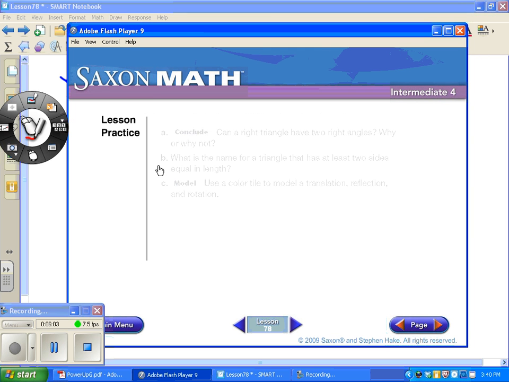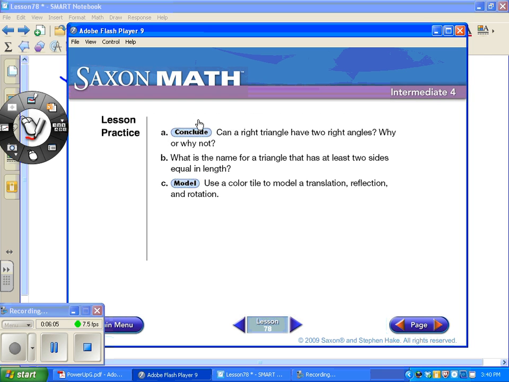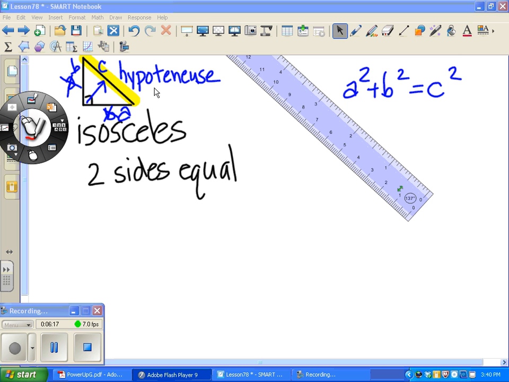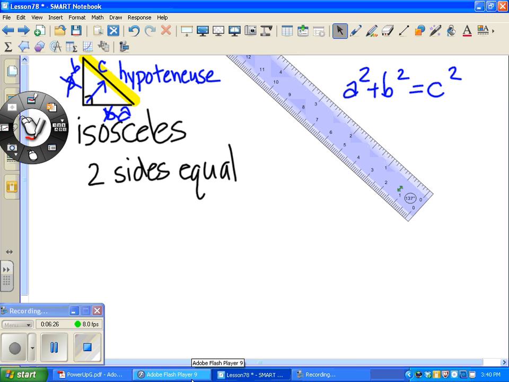Let's look at some lesson practice. Think about this one. Can a right triangle have two right angles? Why or why not? So let's look at this right angle that we made. If I made another one, my shape would have to be a rectangle, wouldn't it? It could not be a triangle.